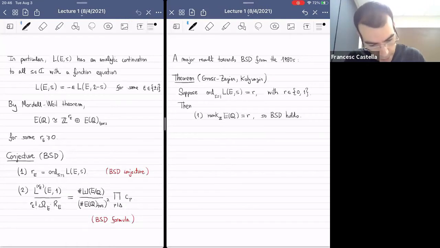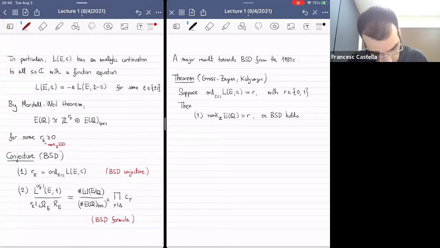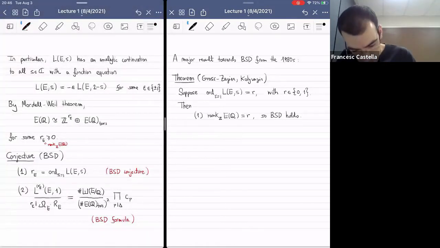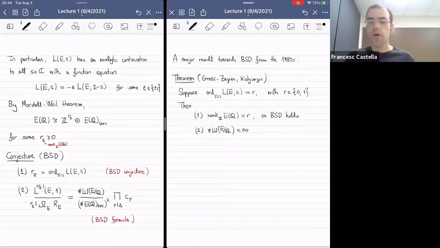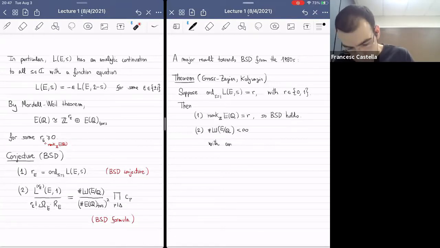Okay, so this is the rank, the number of copies of Z in the Mordell-Weil group. And secondly, the Tate-Shafarevich group is finite, and moreover, with an upper bound which is consistent with the BSD formula. So this formula over here predicts a formula for the order of Sha, and the upper bound that one gets is consistent with that. It's important that what one gets from these methods is just an upper bound, consistent with the BSD formula.